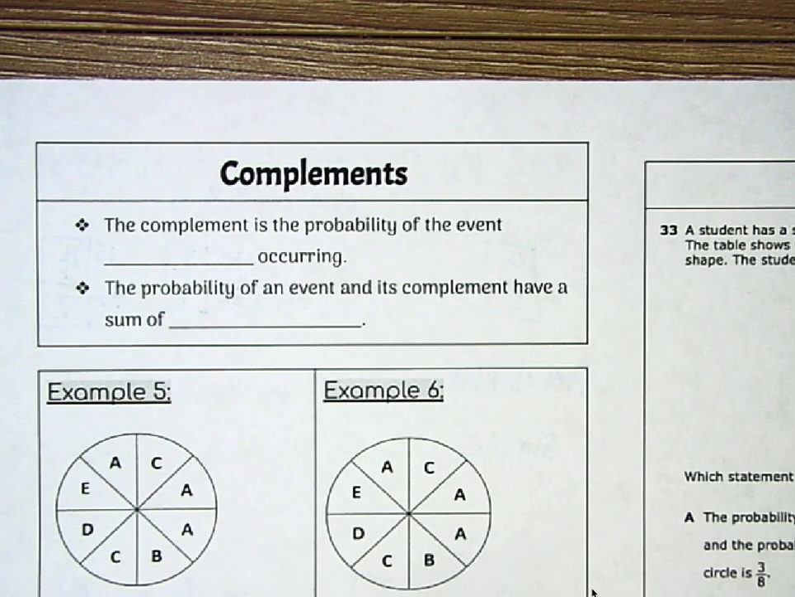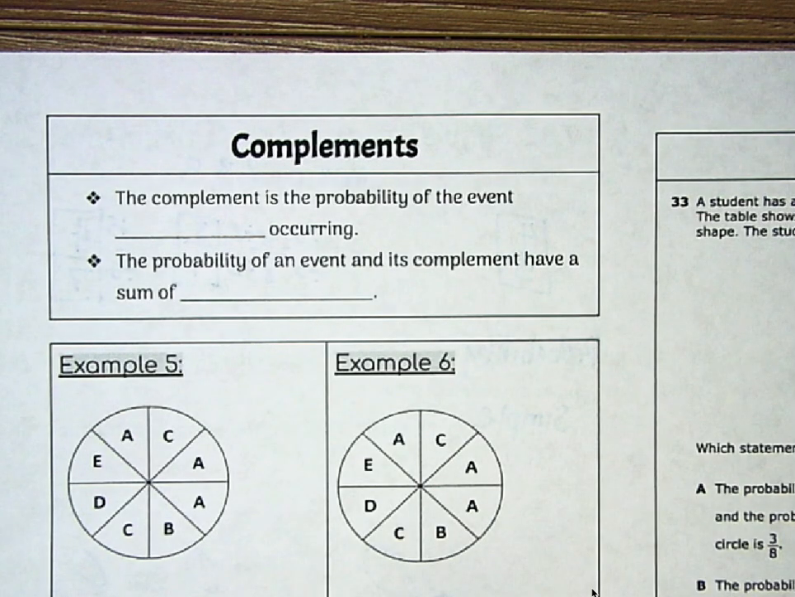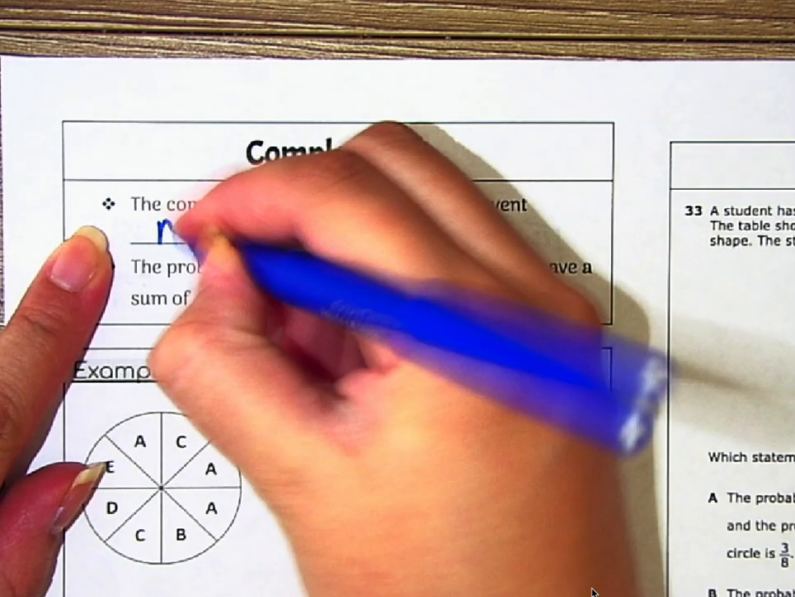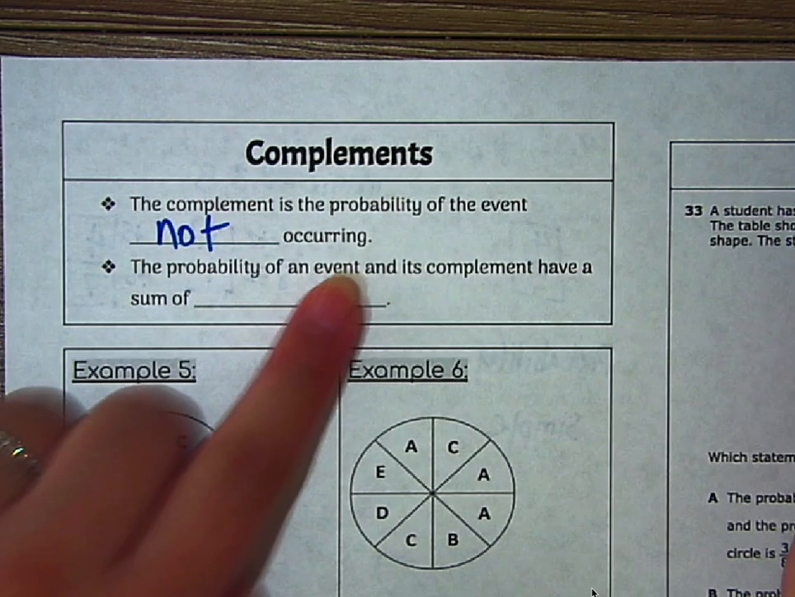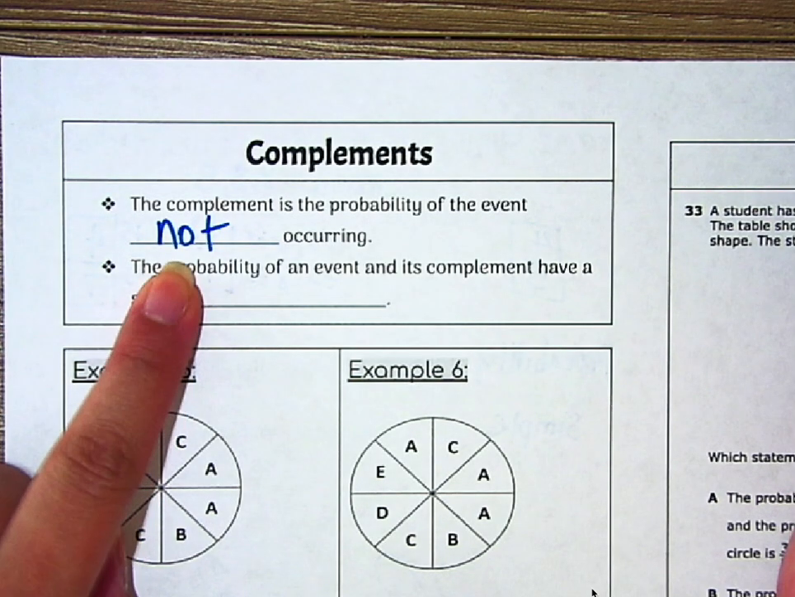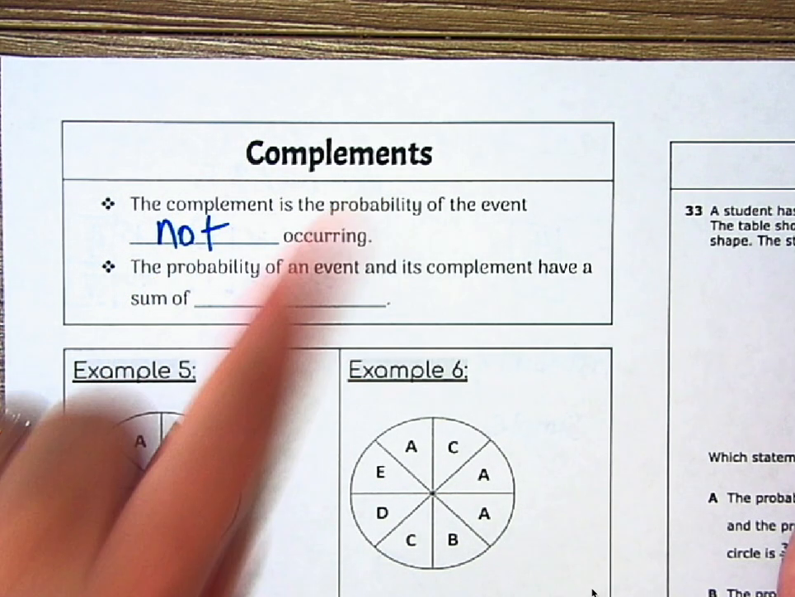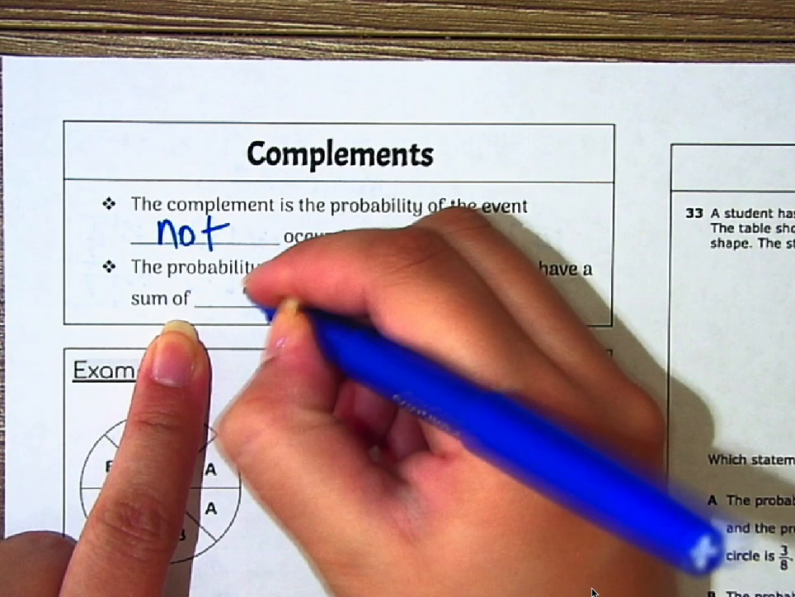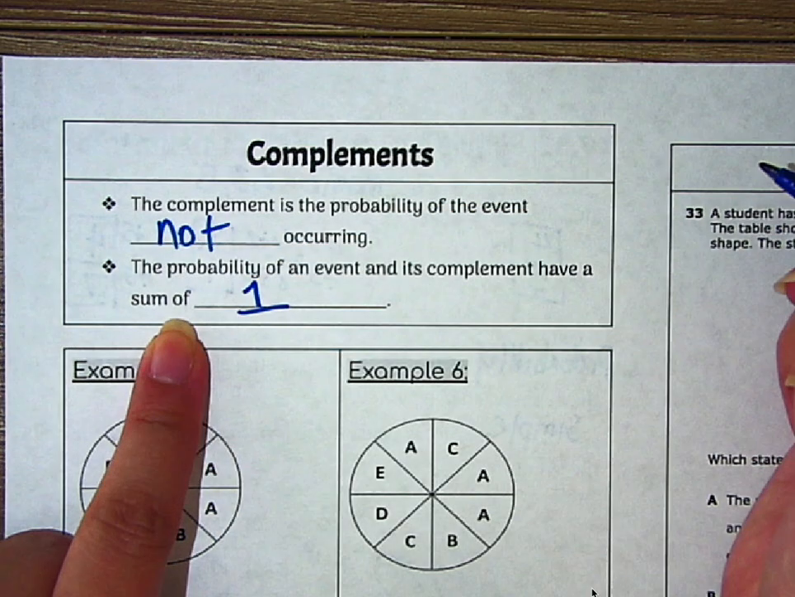Now this is the second part of the notes. We're going to see its complements. So the complement is the probability of an event not occurring, okay? Whenever you see the word not, that means it's its complement. The probability of an event and its complement have a sum of 1, okay?